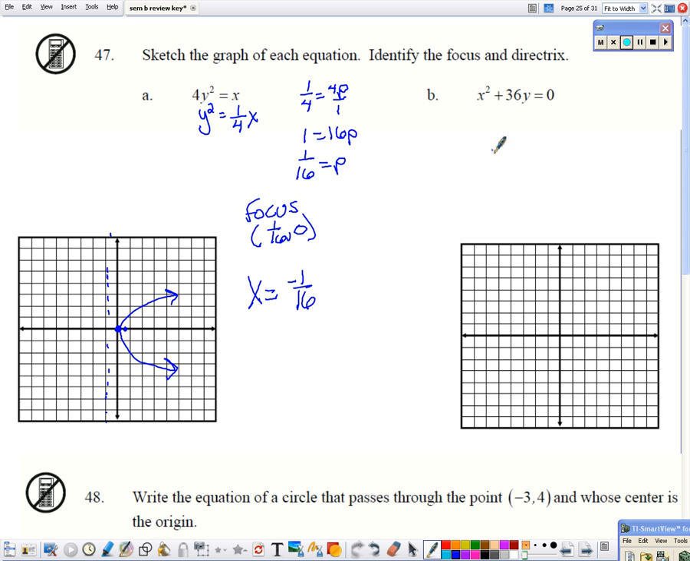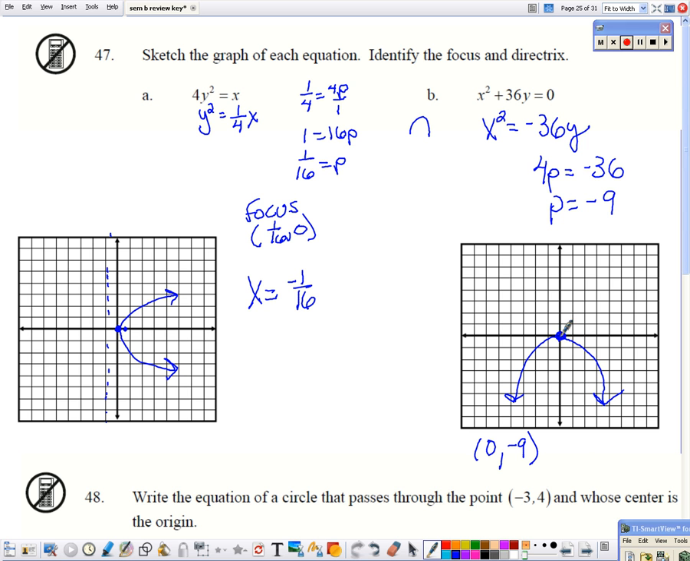Now for B, again, I'm going to solve and get the squared term by itself. So y equals x squared is a parabola that opens up or down, but because it's negative, it's going to be down. And again, my vertex is at 0, 0. 4p equals negative 36, so p equals negative 9. Here's a sketch of the parabola. So negative 9 units down from the vertex is the focus. So that is going to be at 0, negative 9.